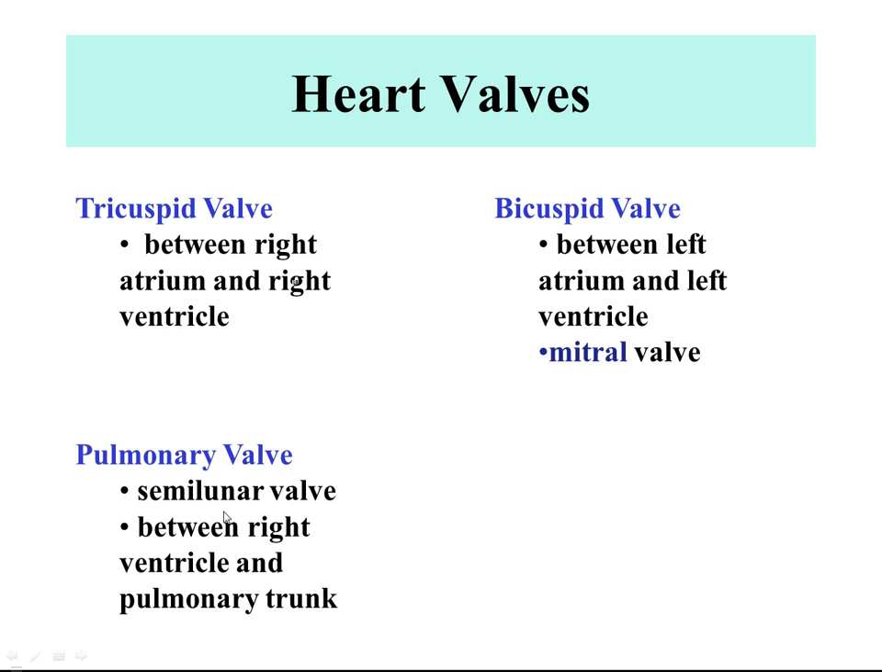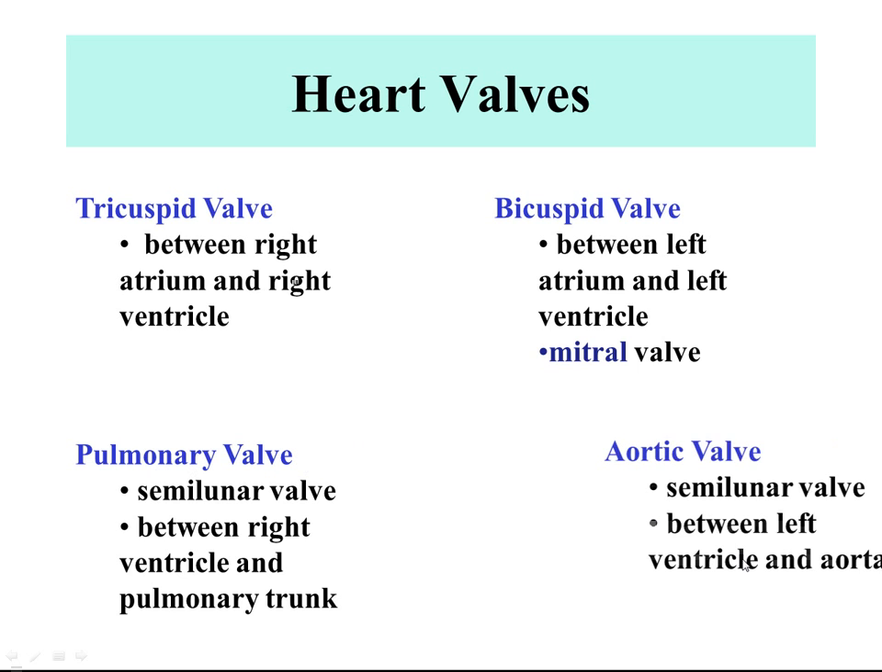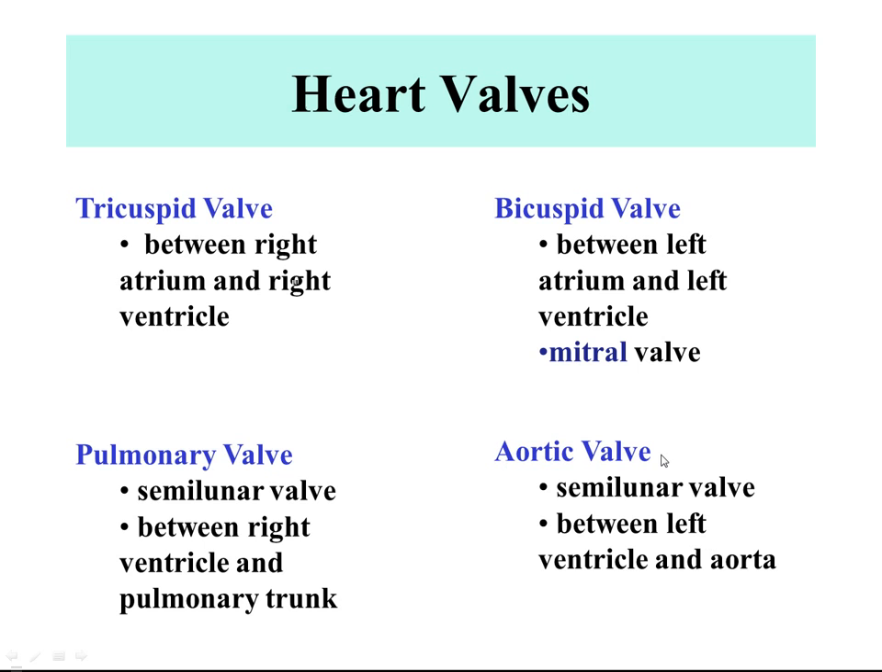And then again, the semilunar valves. The pulmonary valve is between the right ventricle and the pulmonary trunk. Remember, pulmonary circulation is between the heart and the lungs. So the blood is pushed from the right ventricle through the pulmonary valve to the pulmonary trunk to the lungs. And then the other semilunar valve is the aortic valve, found at the left ventricle. The left ventricle has oxygen-rich blood, and it will send the blood through the aortic valve to the aorta to the body.